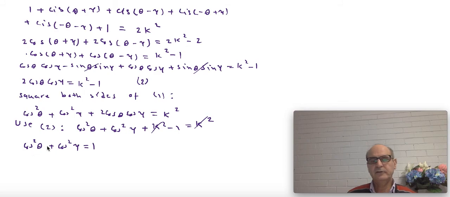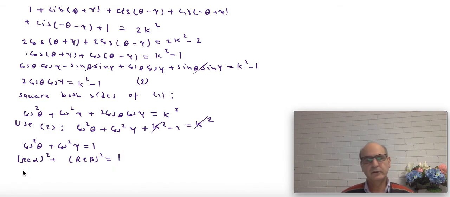But cos theta and cos gamma are the real parts of alpha and beta. So we have proved what they asked us to prove. Thank you for your attention.